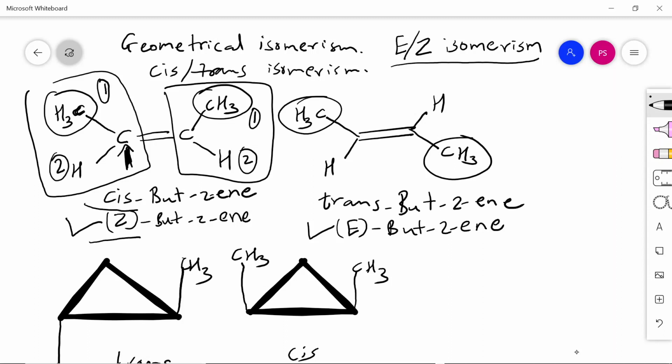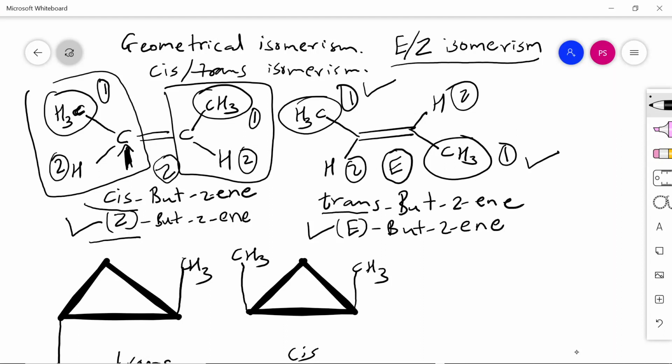Now give the priority to second compound. Let's check its geometrical isomer, that is trans isomer. Give the priority 1, 2, here 1, 2. You can see same priority groups are on opposite side. And E means entgegen, means opposite. That's why the configuration of this compound is E. This is E isomer and this is Z isomer. So you got it.